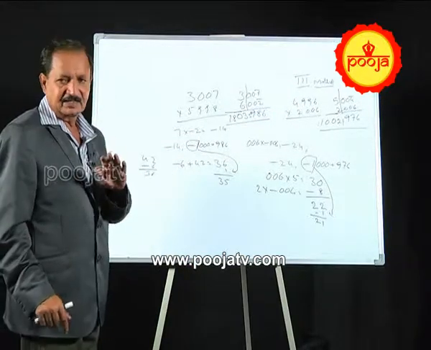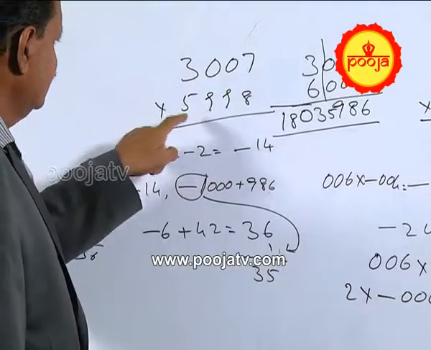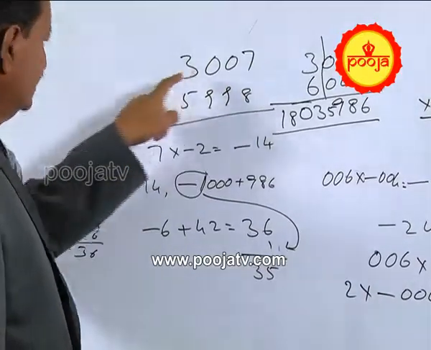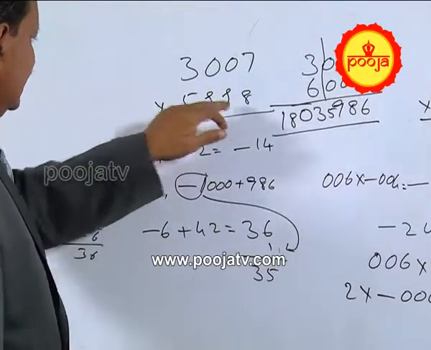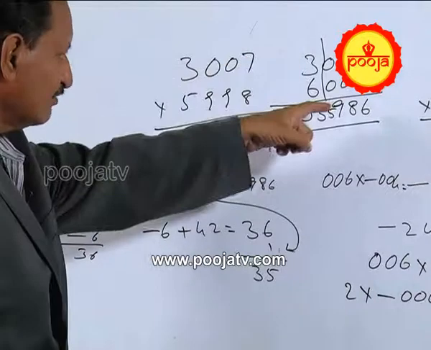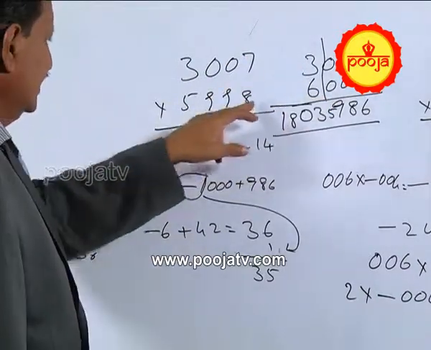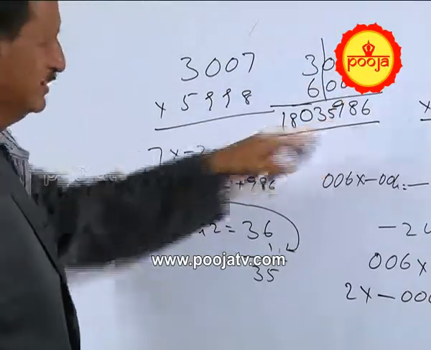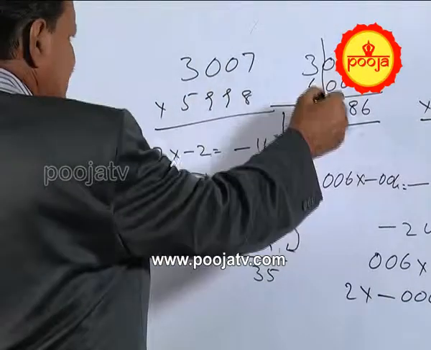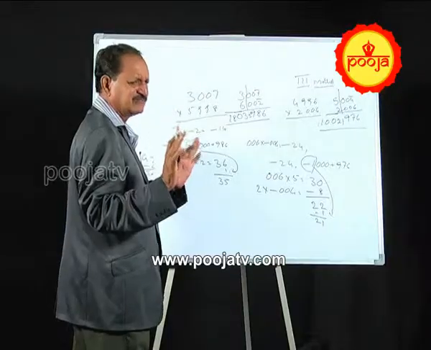I am repeating, kindly try to understand. 3007 into 5998. 3007 is a smaller number, don't convert. 5998 is a bigger number, you convert into speed mathematical way, base form. That is 5998 is 6000 minus 2. We will write like this. This I have already explained you. And simply give slash after 3 digits. You have to do it in 3-4 seconds, maximum 5-10 seconds.